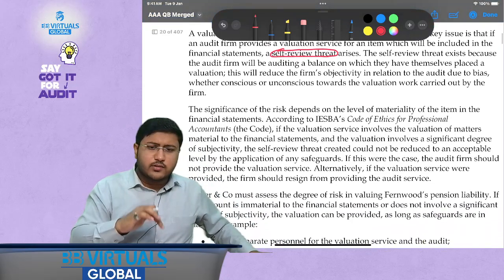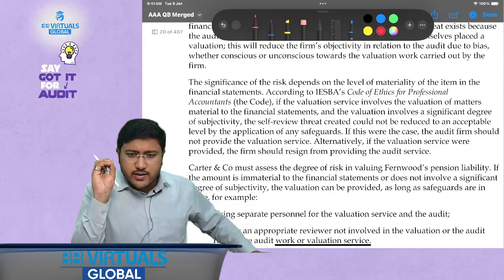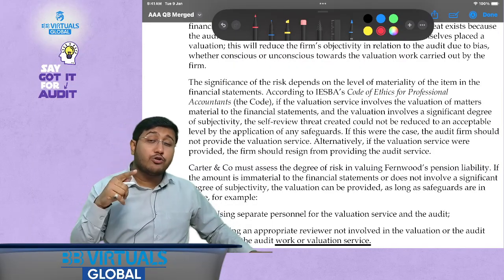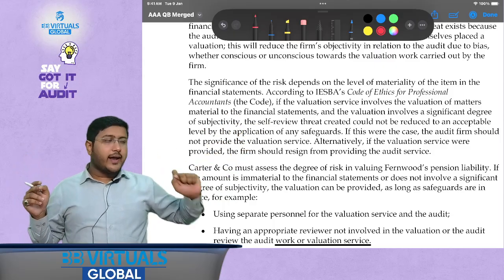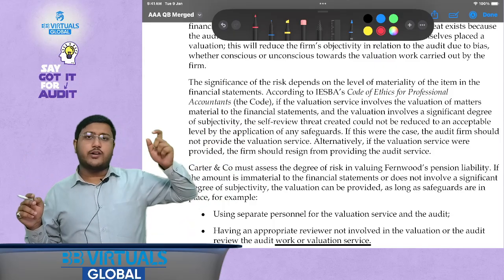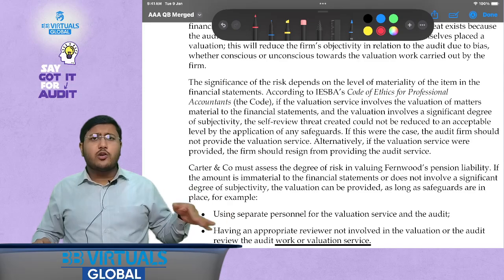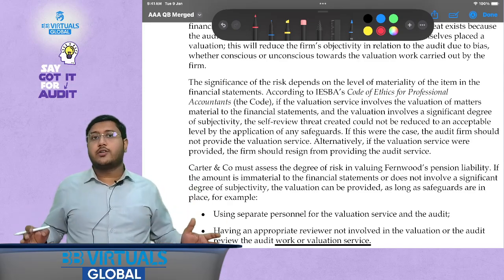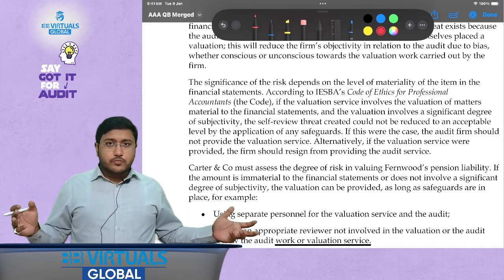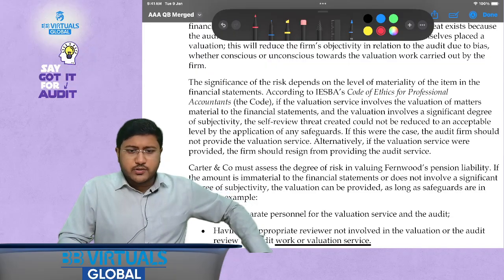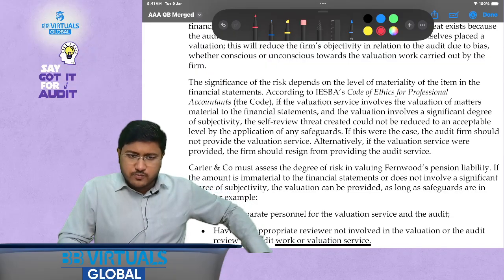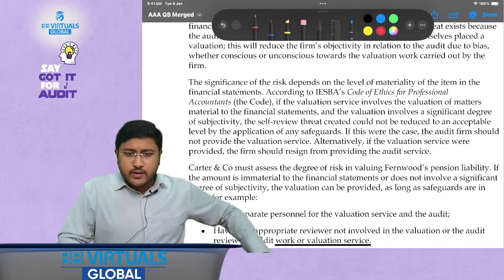The significance of the risk depends on the level of materiality of the item in the financial statements. If it's a 1 lakh crore balance sheet and the item of the valuation is say 1 crore or 10 crore, then it is not material, right? It will not impact the opinion. But if it is say 100 crores or 1000 crores, it creates a lot of trouble. According to the IESBA Code of Ethics for Professional Accountants, if the valuation service involves the valuation of matters material to the financial statements and the valuation involves a significant degree of subjectivity, the self-review threat created could not be reduced to an acceptable level.